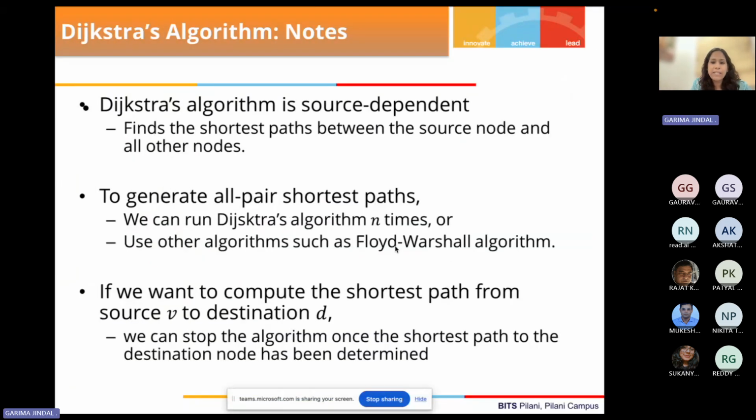Otherwise, there's another algorithm, the Floyd-Warshall algorithm, which we could even use. I think this particular algorithm does not fail for negative edges. It works for negative edges. But I will confirm it and tell you in the next lecture. So yes, this particular algorithm does not fail for negative edges. If we want to compute the shortest path from a node V to the destination, it helps us in identifying the shortest paths.